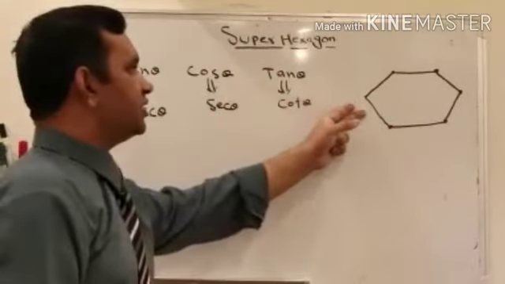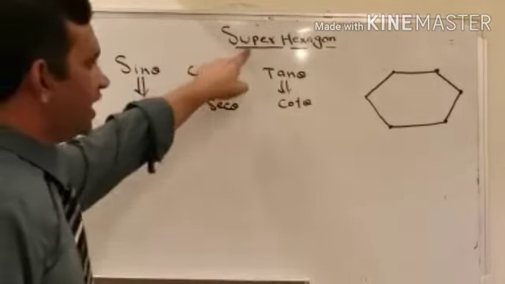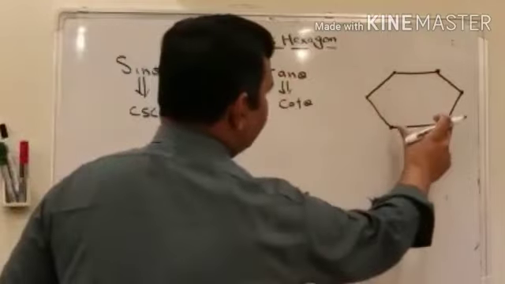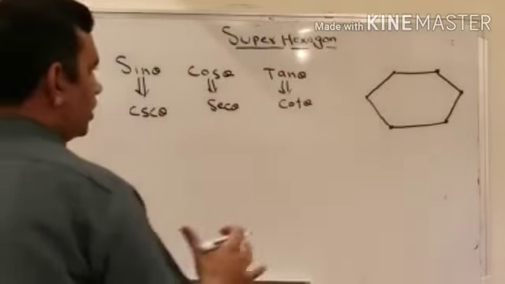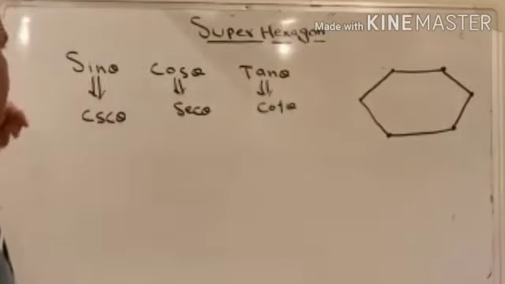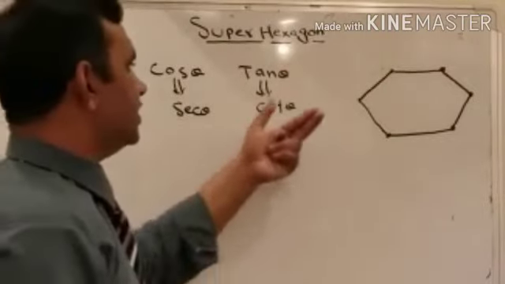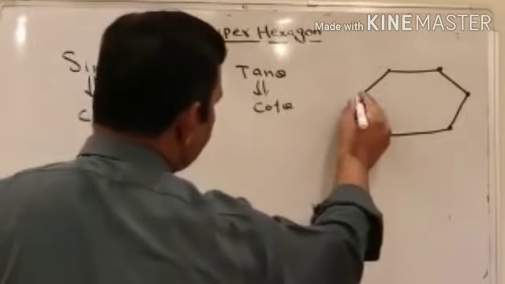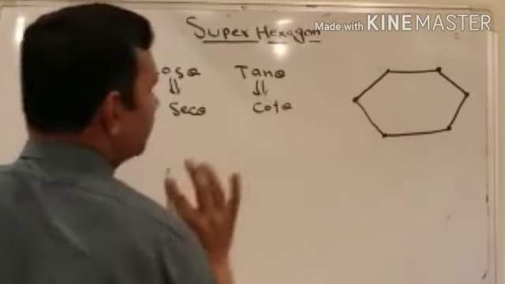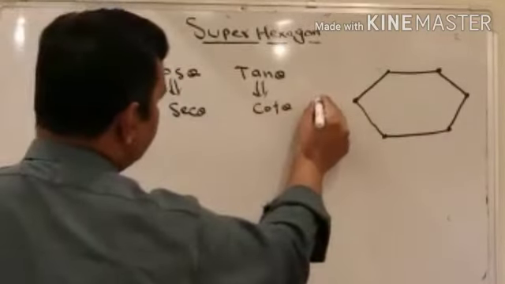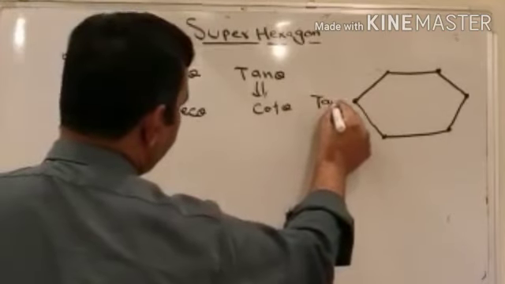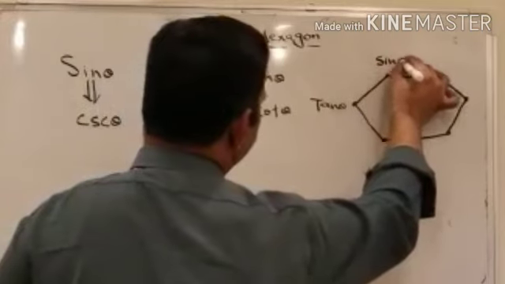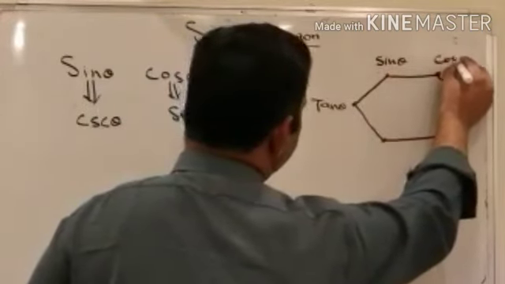The name of this shape is superhexagon. Superhexagon is the name of this shape. I draw the trigonometric functions one by one on this shape. At the starting point, here we write tangent theta, sin theta, cos theta.